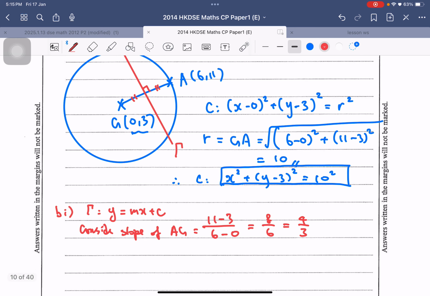Okay? So because the torque is perpendicular to AG, the slope of the torque is equal to negative 3 over 4. What's this called? The negative reciprocal. What's the meaning of the negative reciprocal? You swap it, turn it upside down and change the sign.